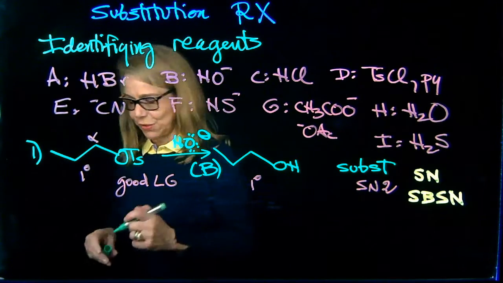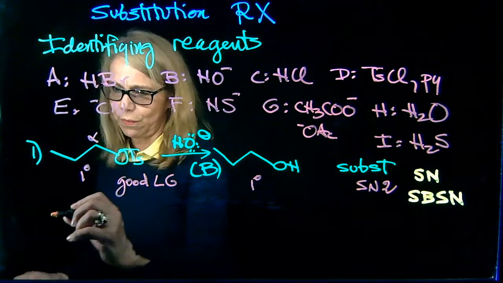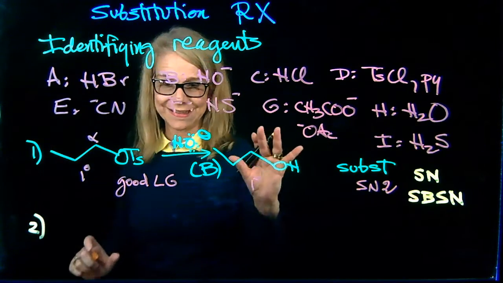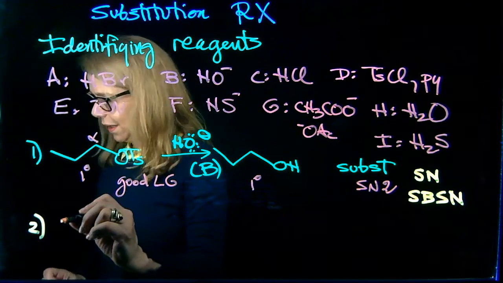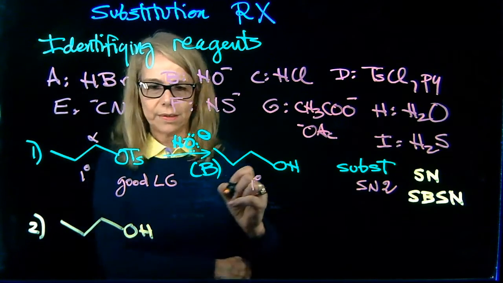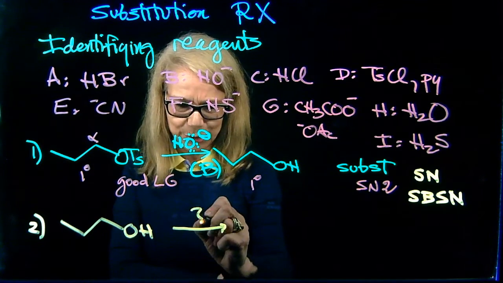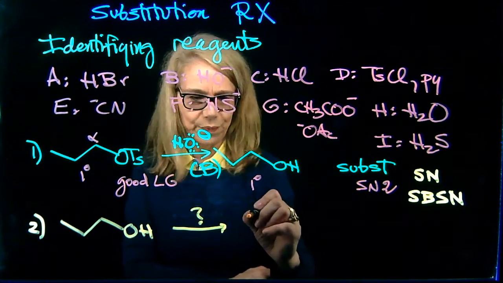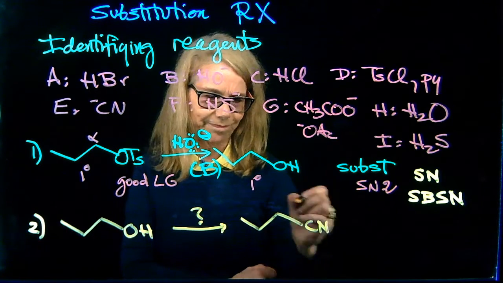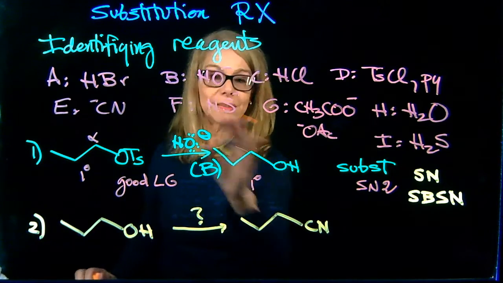Let's go over to another one. I'm going to use another color for that one. That's my problem two, but I'm going to be using the same list of reagents. Now the problem is the following. I have an alcohol, that's propanol, and I need to figure out what reagent I need to use to synthesize this nitrile, right? We call nitriles the organic molecules that contain a cyano group.